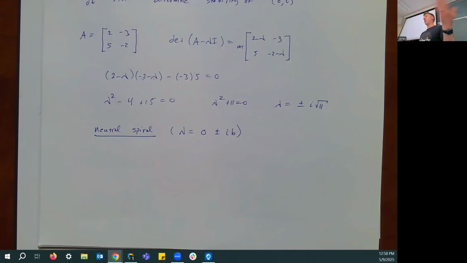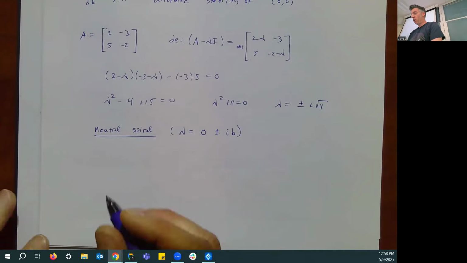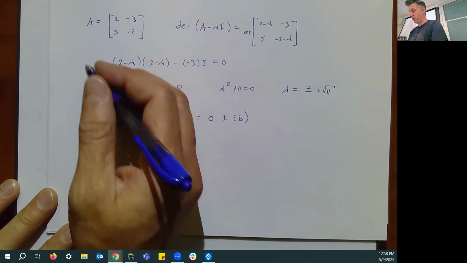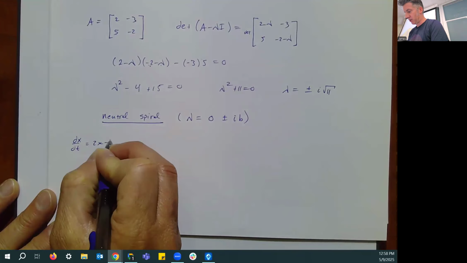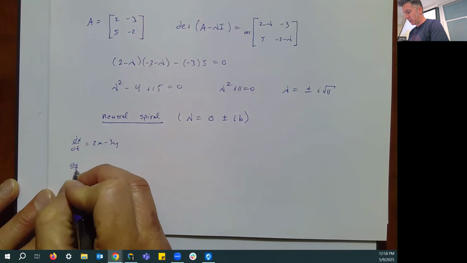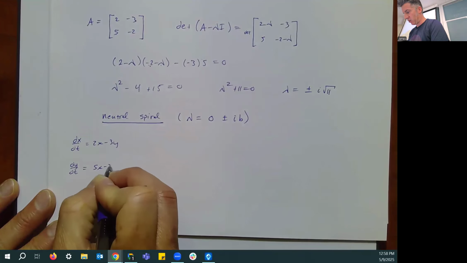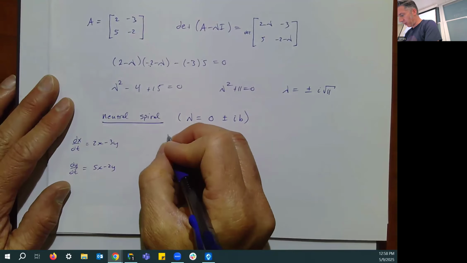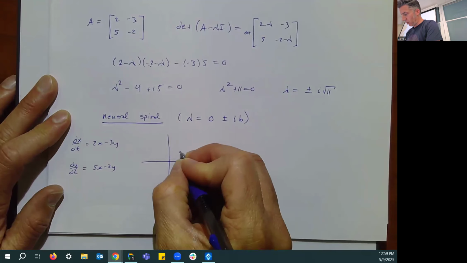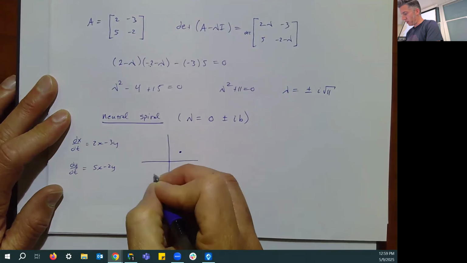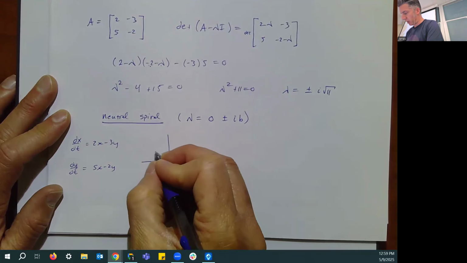The way I would encourage you to find the direction of turning, if you're asked to, is to plot 4 points and draw the directions at those 4 points. So a reminder, this matrix really represents the fact that we have dx/dt equal to 2x minus 3y and dy/dt equal to 5x minus 2y. The points I would pick are 1, 1; 1, negative 1; negative 1, negative 1; and negative 1, 1.